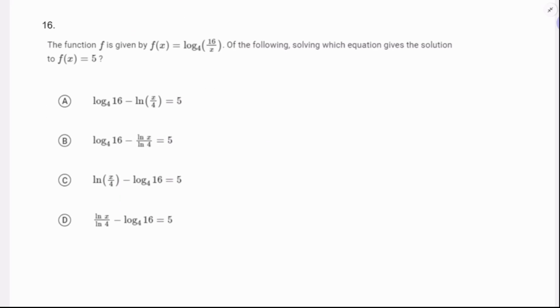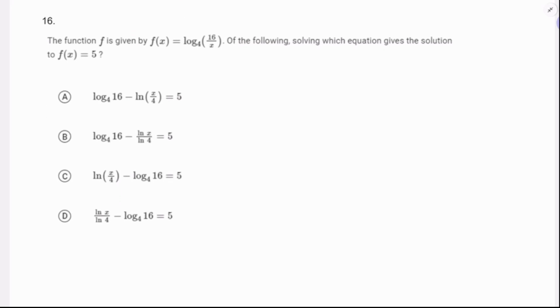And moving on. Okay, f is given by log base 4 of 16 over x. Of the following, solving which equation gives the solution to f of x equals 5? I don't really know what's going on with these equations, but I'm going to set f of x equal to 5. I'm going to start working on that, and hopefully one of these equations that's an answer choice shakes out. That's pretty much all I've got. So I'm going to set f of x equal to 5, so it'll be log base 4 of 16 over x equals 5.